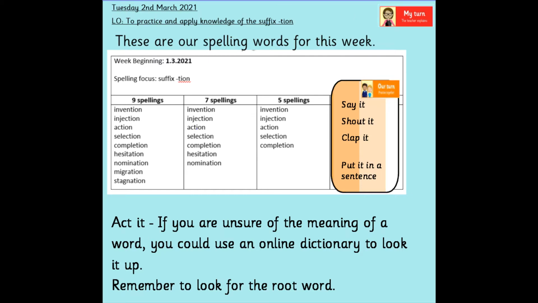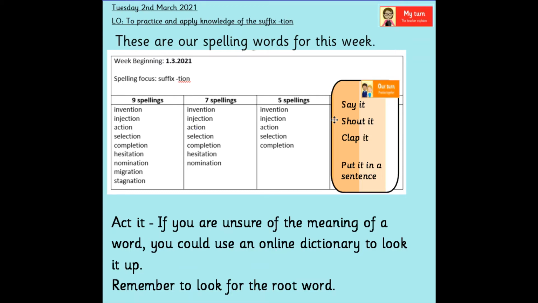So 5, 7 and 9 spellers, here are your spelling words for this week that you should have received on parent mail and can see on your spelling shed for this week. We've got invention, injection, action, selection, completion, hesitation, nomination, migration and stagnation. As you can see, they all end in the T-I-O-N suffix.